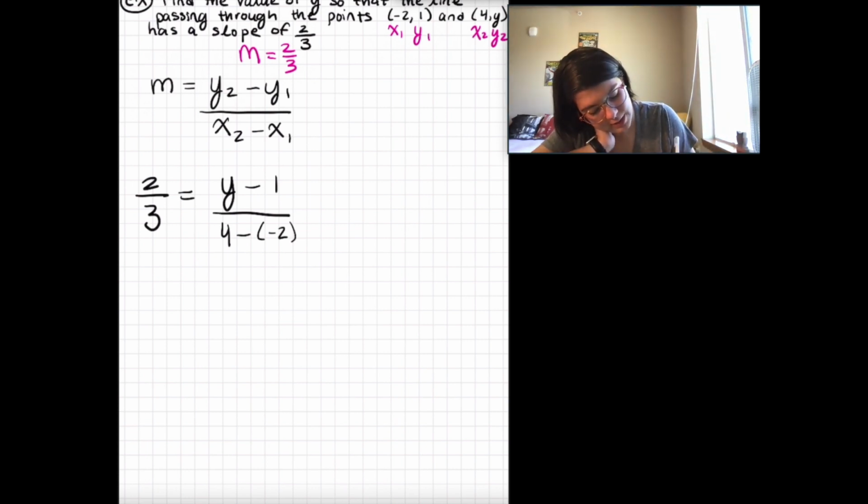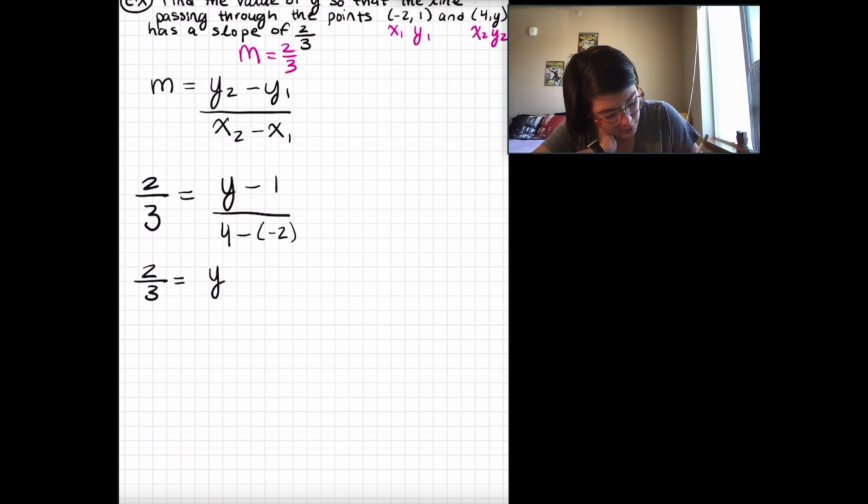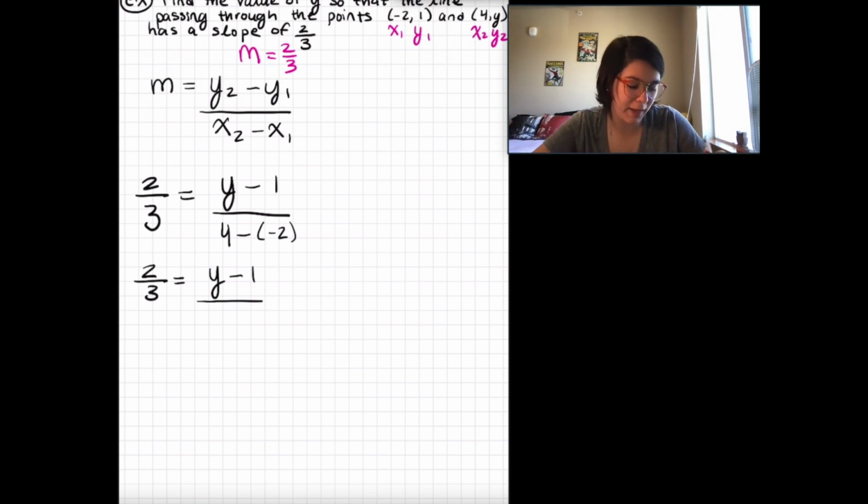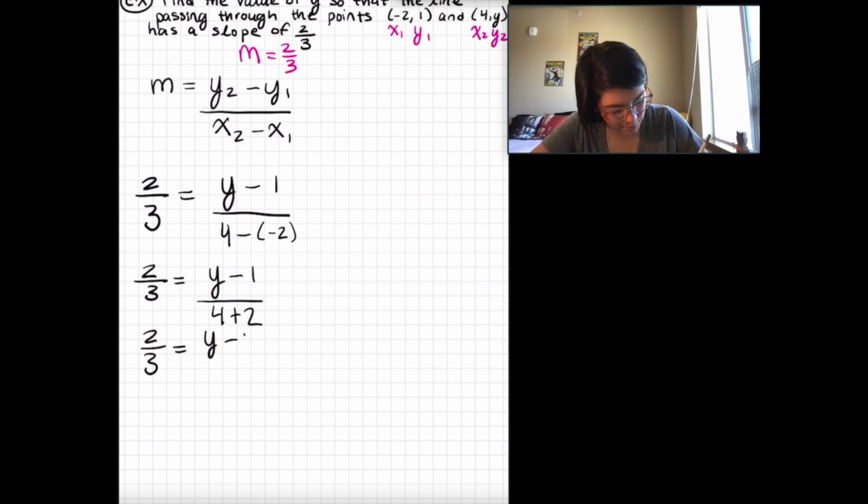So let's do a little bit of simplifying. We still have 2/3 on the left. We don't know what y is. We're going to figure that out. On the bottom, we have 4 minus negative 2. 2 negatives make a positive, so we have 4 plus 2. So we have 2/3 is equal to y minus 1 over 4 plus 2, which is 6.